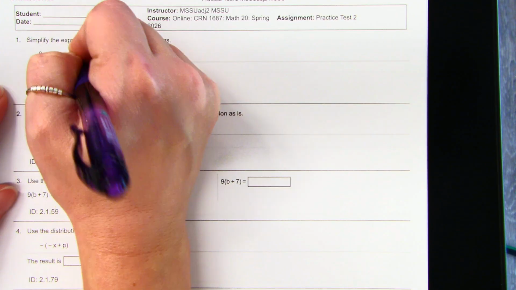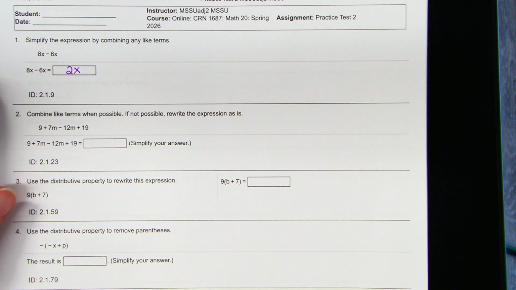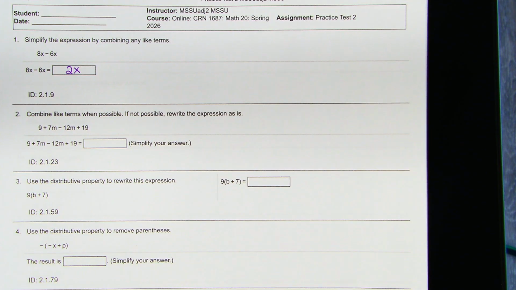The x is kind of the designator telling us what we have. It's like we have 8 M&Ms, but we're going to take away 6 M&Ms. We're left with 2 M&Ms. The x's simply tell us that they are M&Ms.